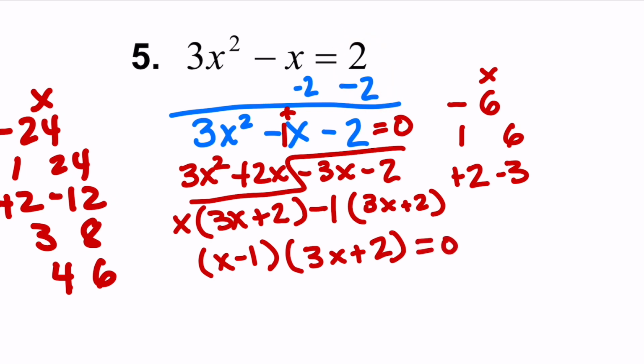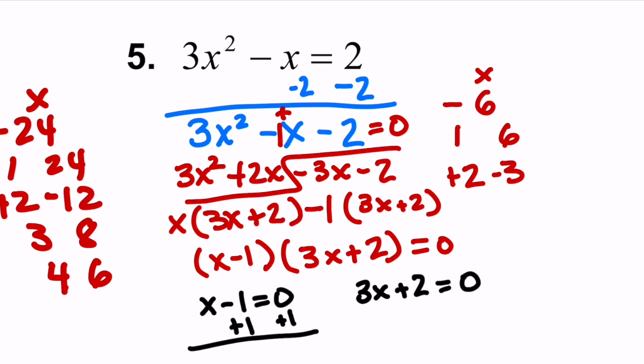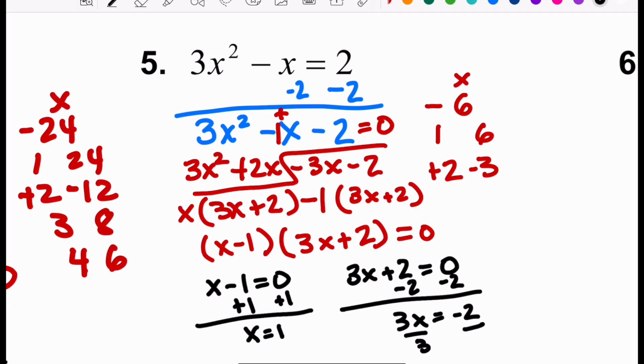Now we're going to set each of these equal to 0. So we'll have x minus 1 equals 0 and 3x plus 2 equals 0. We add 1 to both sides of the equal sign. So x equals 1. We minus 2 from both sides. Divide by 3. And our second answer will be x equals negative 2/3.